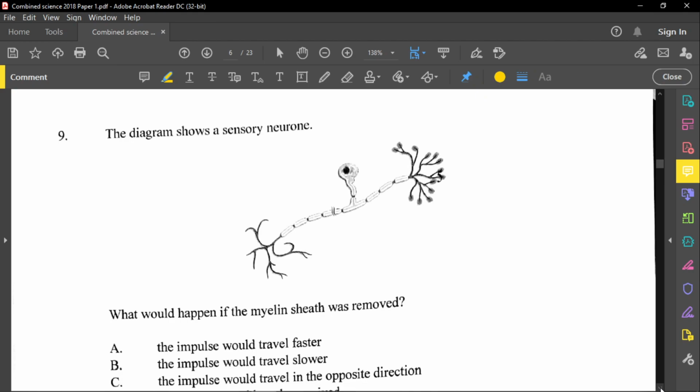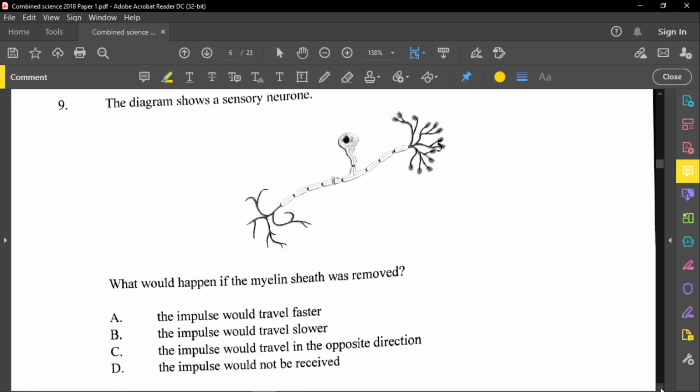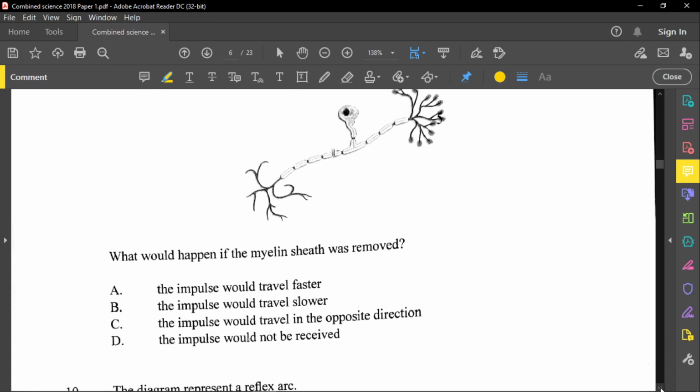Now the question asks what would happen if the myelin sheath was removed. And remember, the myelin sheath is to insulate the neuron and allow impulses to travel faster. So therefore, this one is impulses will travel slower. That will be your answer right here. Once you know the function of the structures, then you can know exactly what will happen if they're missing. All right, so let's go to the next question.